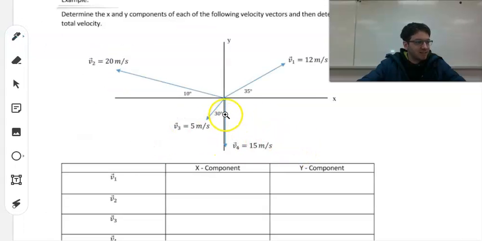So in this question, we have 1, 2, 3, 4 velocity vectors called v1, v2, v3, and v4. What we're going to do is draw x and y components for each of them, and add them all to figure out what the total velocity is. So if we were to add v1 plus v2 plus v3 plus v4, what vector would we get?